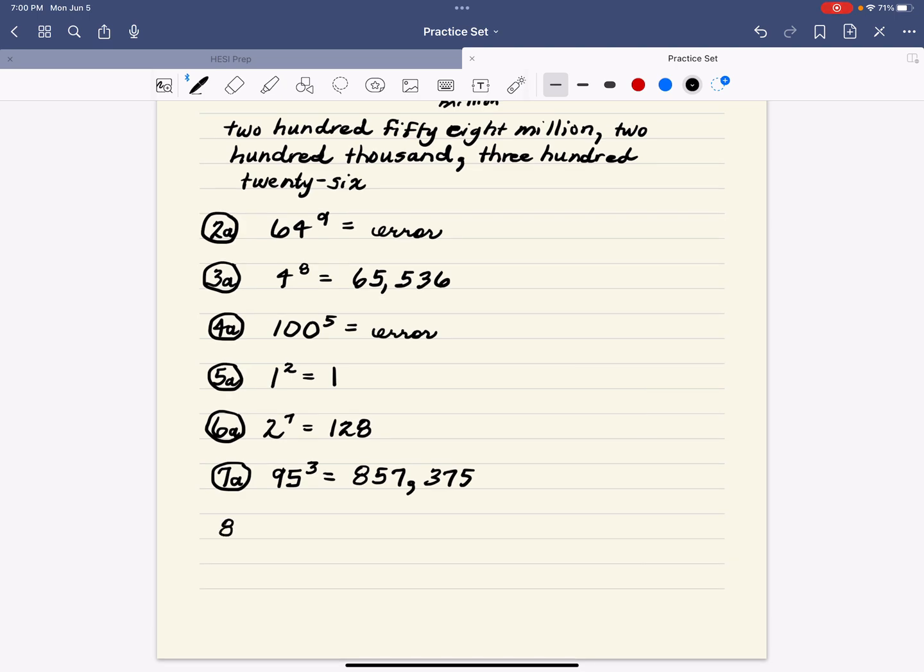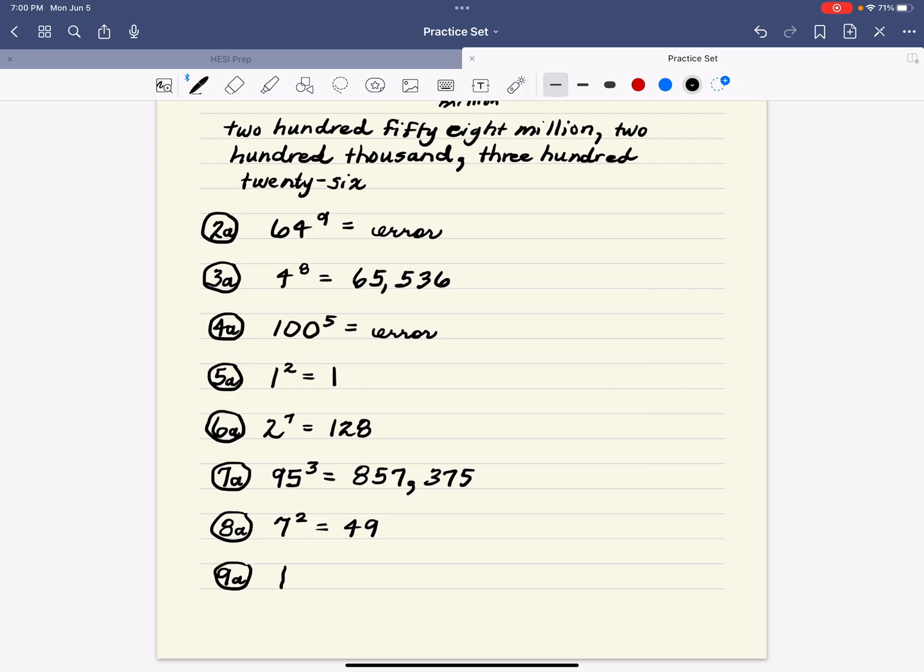And then 8A, we have 7 times 7, so that's 7 to the 2nd power. That's a perfect square. It's 49.